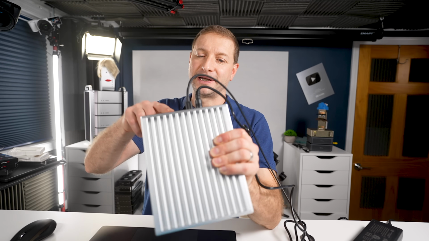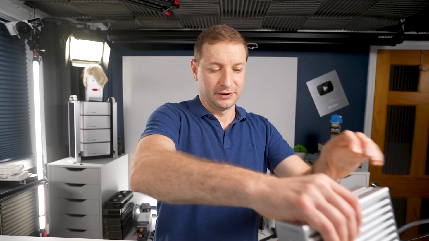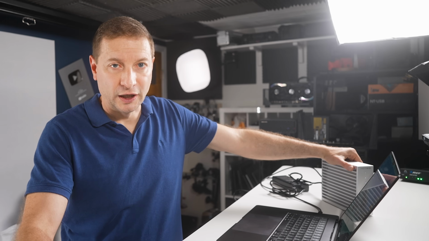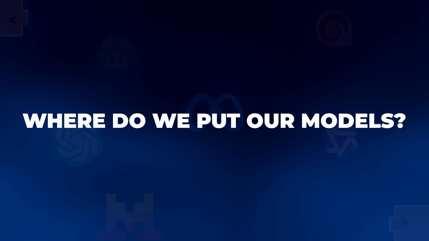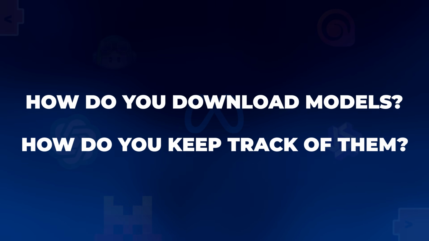So this thing is fast and quiet, and it's got 2 80 gigabit downstream ports. So you can use them to plug in monitors, for example, which is not something you usually see in enclosures like this. Now, a fast drive alone doesn't solve the actual problem. Where do we put our models? How does the agent find them? How do you download models and how do you keep track of them?